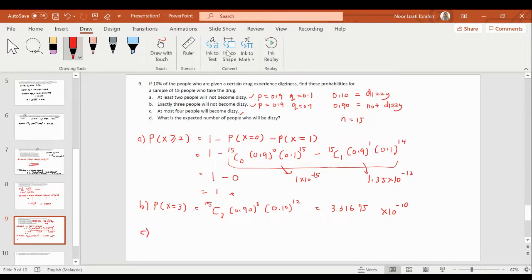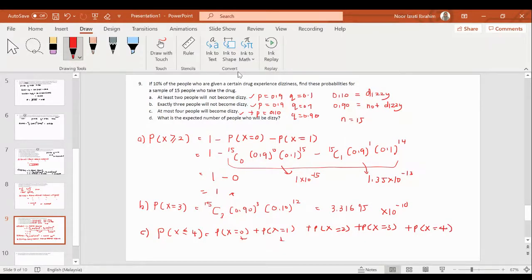And for C, at most 4 people will become dizzy. Okay, for this one, the P is dizzy. So P is 0.10 and Q equals 0.90. So for P 0.10, at most 4, maximum is 4, X less than or equal to 4. So this will be equal to probability when X equals 0 plus probability when X equals 1 plus probability when X equals 2 plus probability when X equals 3 plus probability when X equals 4.